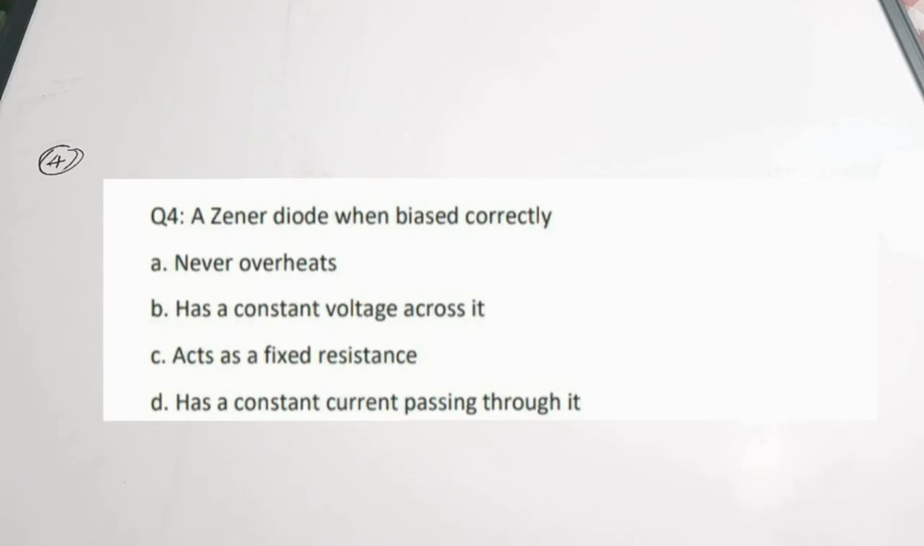Moving on to the next question, which is the fourth question. The question is, a Zener diode when biased correctly, I'll read out the options. A, never overheats. B, has a constant voltage across it. C, acts as a fixed resistance. D, has a constant current passing through it. The correct answer is, has a constant voltage across it.